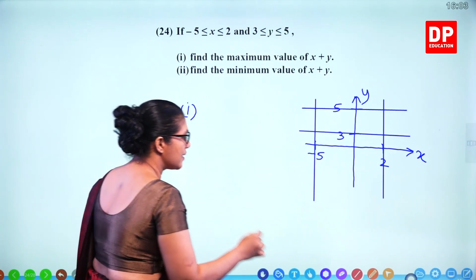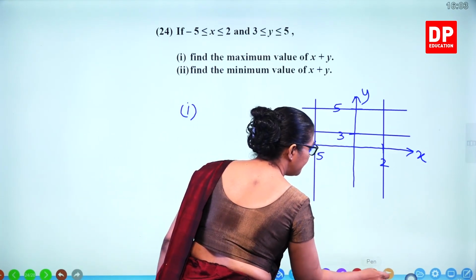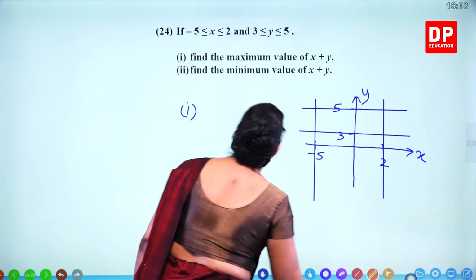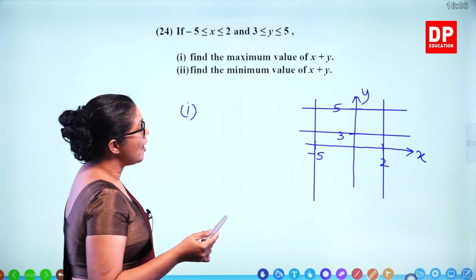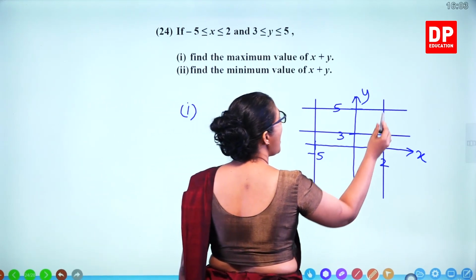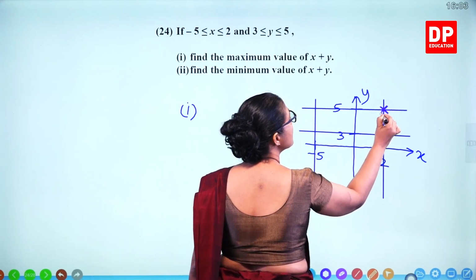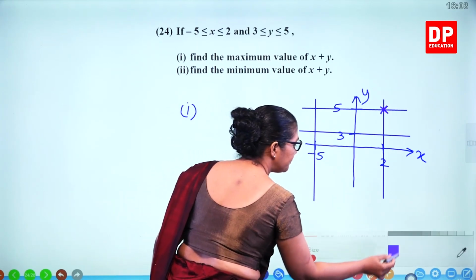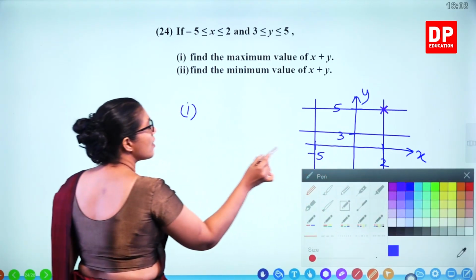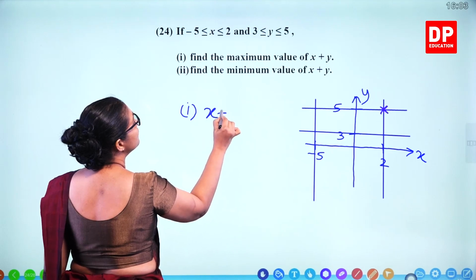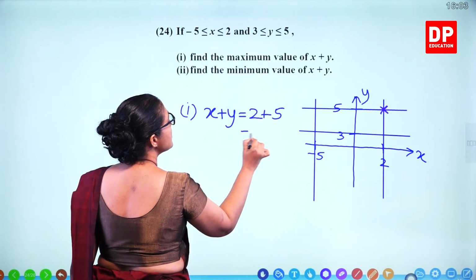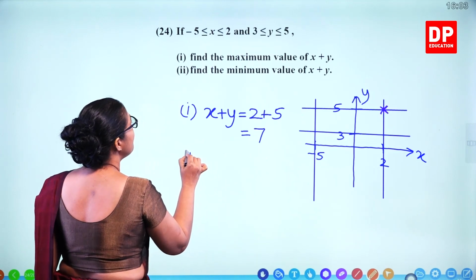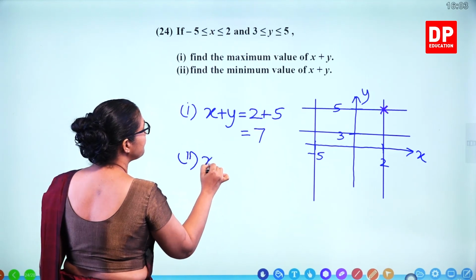These are the lines. So what is the maximum value? The maximum value is the maximum y and maximum x, this point. So what's the value? x is 2, y is 5. So 7 is the maximum value. Then the minimum value.